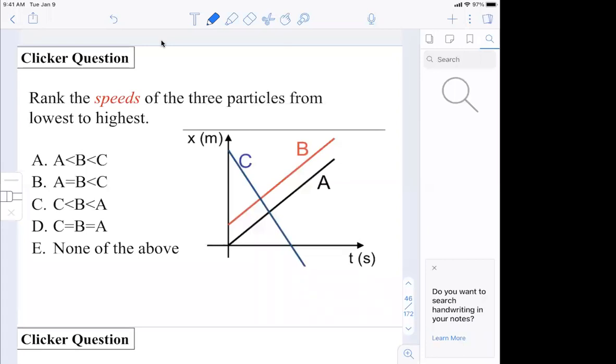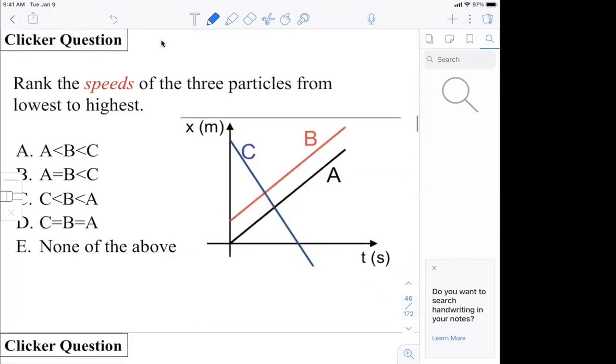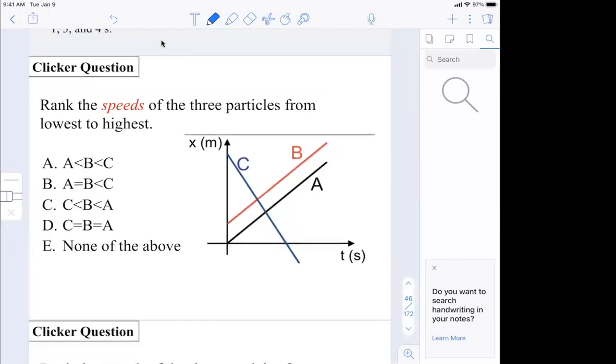So we agree that A and B have the same speed. You are correct, because A and B have the same slope, so velocities A and B are the same. We also see that A and B have positive velocities and C is a negative velocity, but that's okay. We're only caring about the speed. So we just want to look at A and B versus C. Which one is more steep? So what do you think? Which one is more steep?